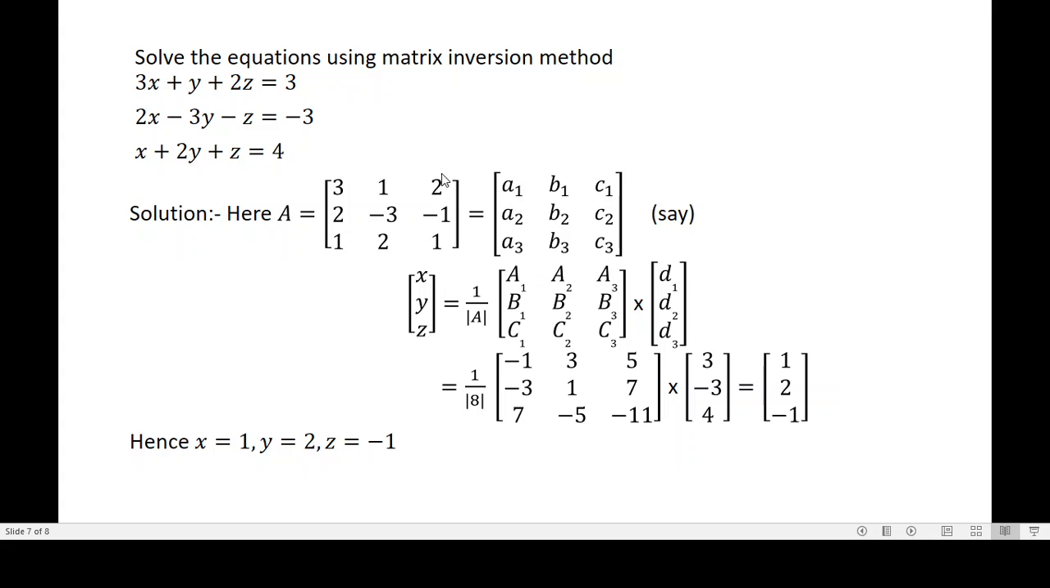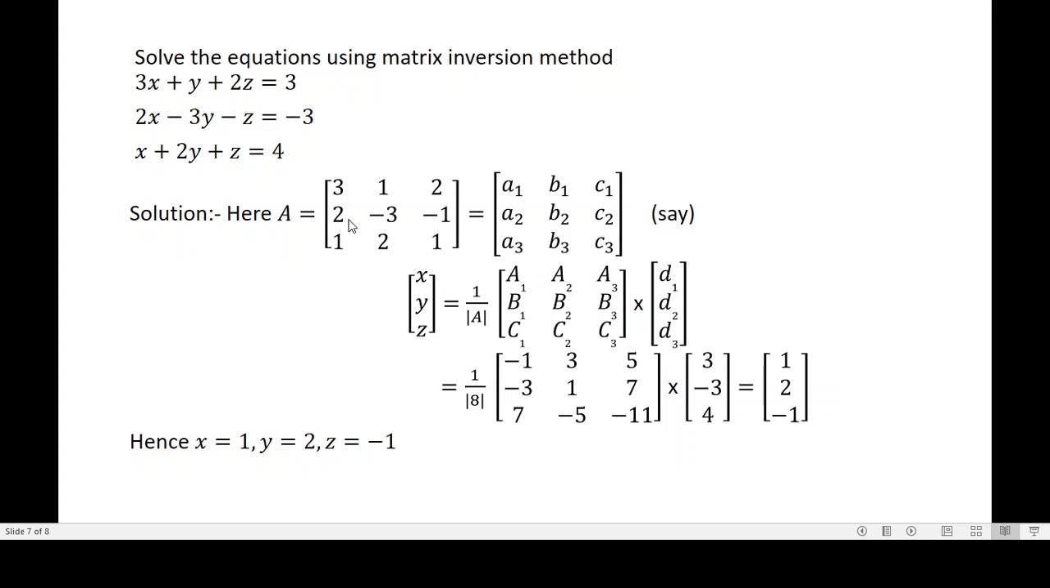Now let us consider the third element in the first row. It is 2. Delete the third column and the first row. Evaluate the minor of order 2. 2 into 2 is equal to 4. 4 plus 3 is equal to 7. So we have 7. Therefore, the first row elements are minus 1, minus 3 and 7. These are the elements of the cofactor matrix.